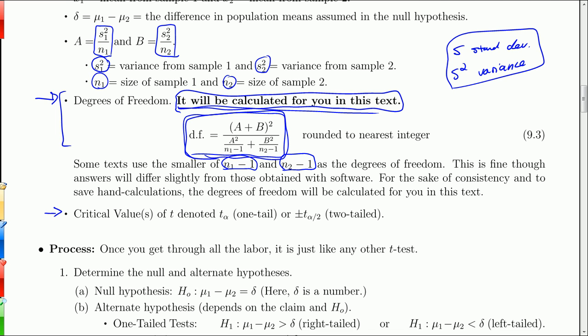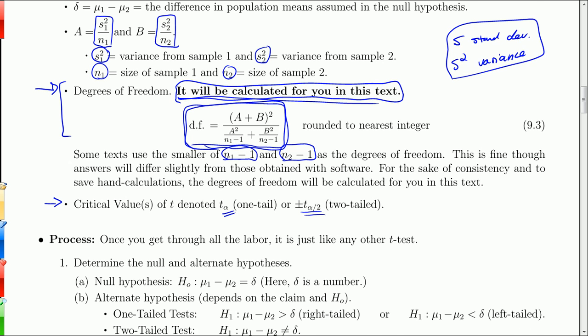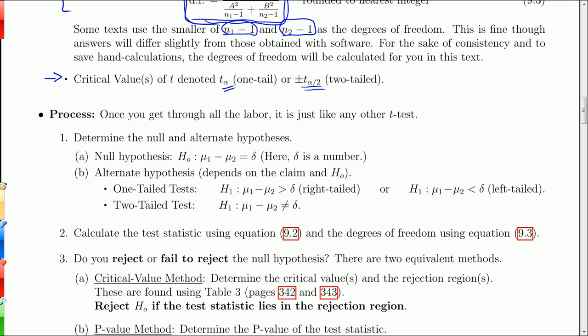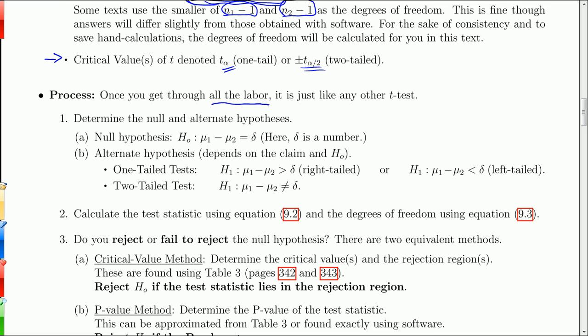Critical values of t are denoted t sub alpha with a one-tailed test, left or right, and plus or minus t sub alpha over 2 for a two-tailed test, because there's 2 critical values in a two-tailed test and 2 rejection regions. The process, once you get through all the labor, that is the labor in calculating the test statistic, is just like any other t-test from 8.3 or 9.1. Right? That's 8.3 or 9.1. And it's actually the same as any hypothesis test.